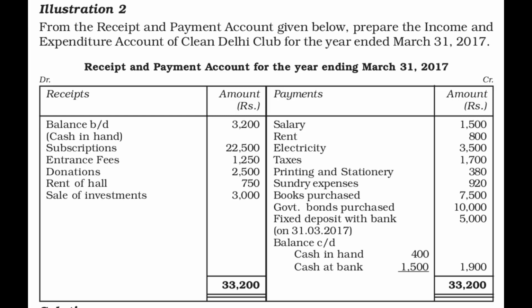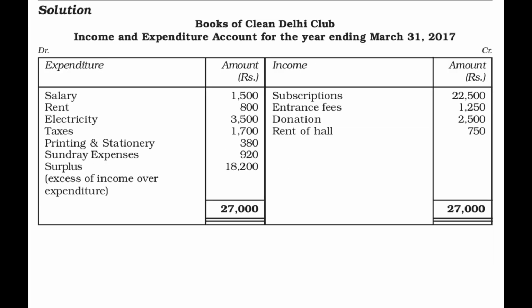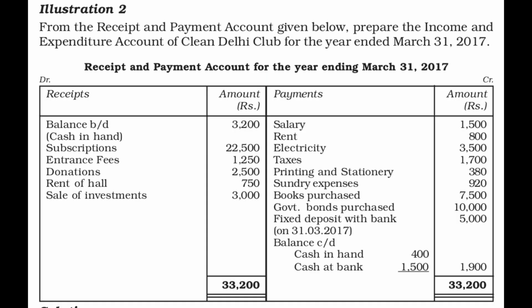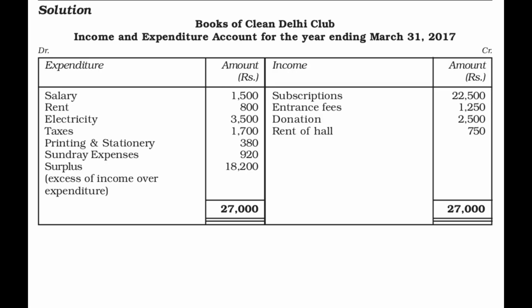The first item it is balance brought down cash in hand rupees 3200. Already told that the balances are not taken in the income and expenditure account. Next item it is subscriptions. Subscriptions is an item of income, so taken on the income side of the account. Subscriptions rupees 22,500. Next item it is entrance fees rupees 1,250, also an item of income, so taken on the income side of the account.